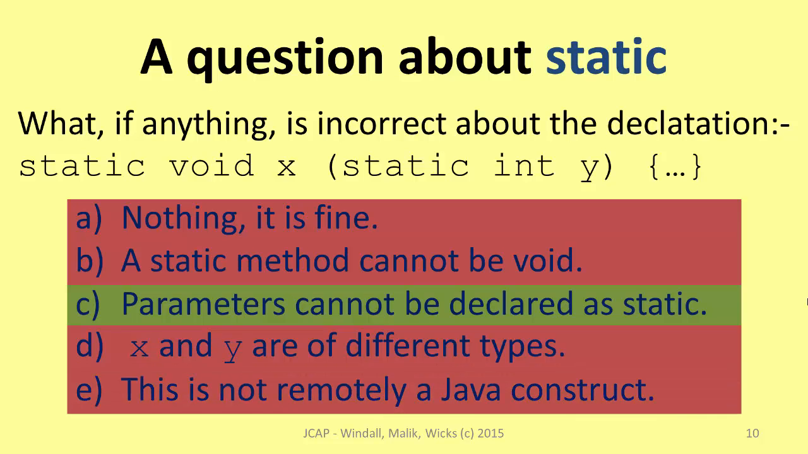And this is remotely a Java construct. The only problem is that keyword static in the int y. So that is incorrect as well. The only correct answer is C. Parameters cannot be declared as static.